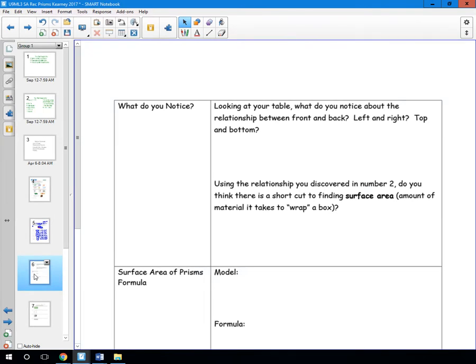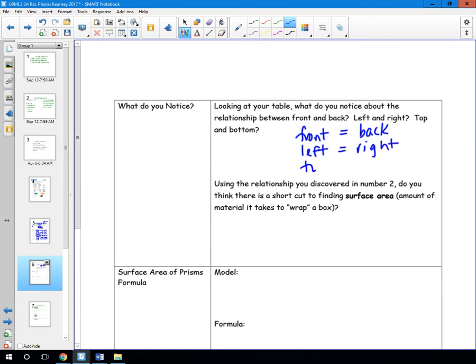What did you notice was the relationship between the left side and the right side? They were both 12. And what did you notice about the top and the bottom? They were both 24. So for me, I noticed that the front actually equaled the back. I noticed that the left actually equaled the right. And I also noticed that the top equaled the bottom. So did I really have to go through and find all of those?